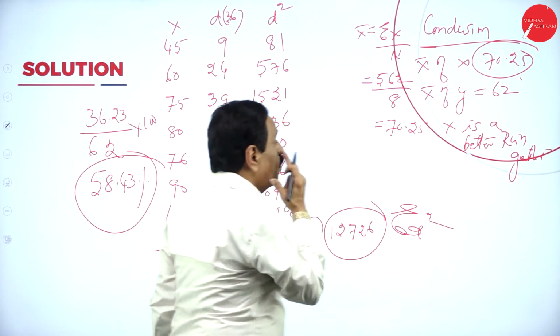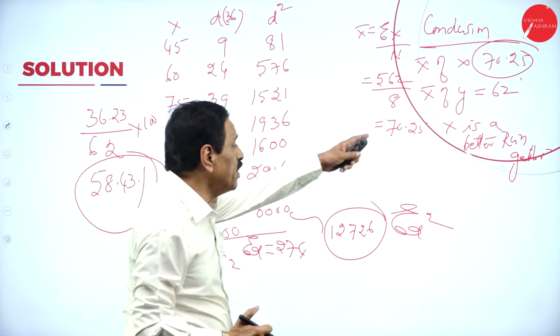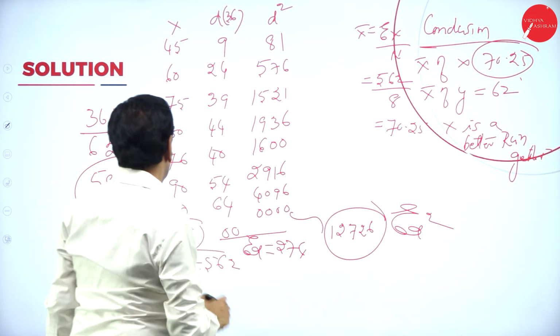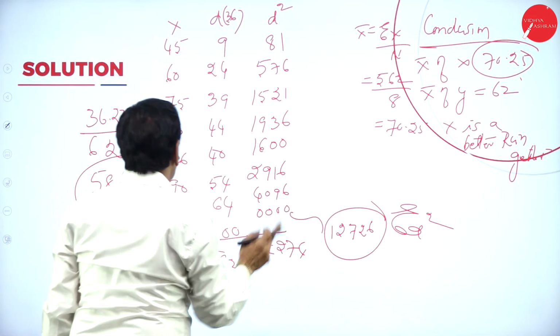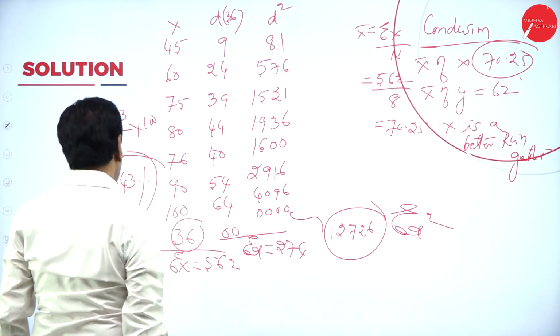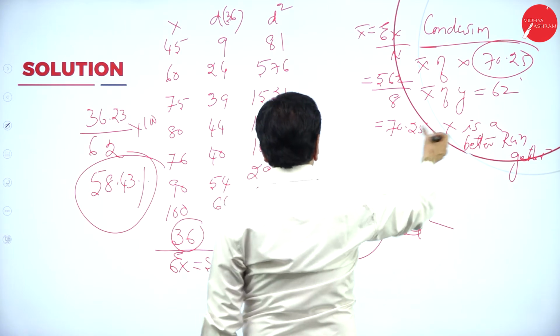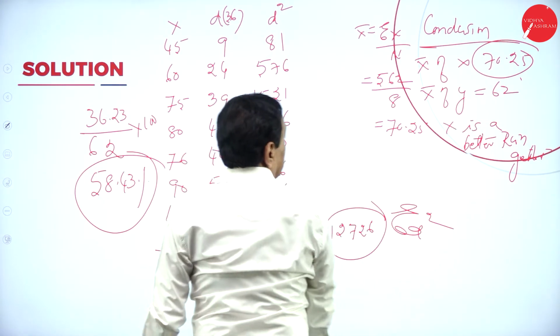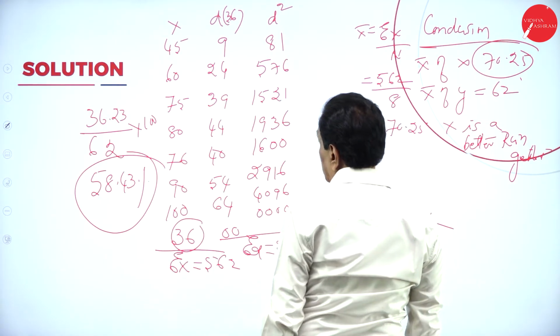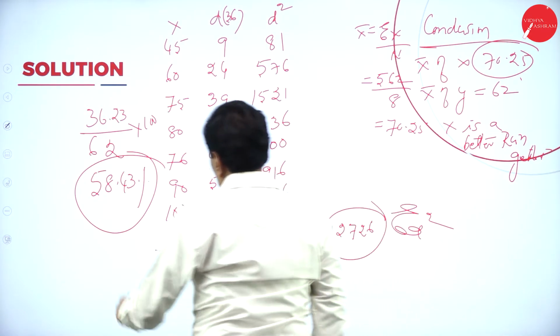Whose average is more? X's average is more. He is a better run getter. Then we go one by one. Here, your average is 70.25, and for Y it is 62, with a standard deviation of 36.23.